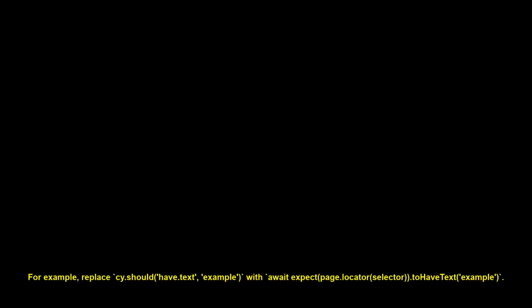Next, update any Cypress commands for element interactions. Replace cy.get(selector) with await page.locator(selector). Use await page.locator(selector).click() for clicking elements. Adjust your assertion methods too. For example, replace cy.should('have.text', 'example') with await expect(page.locator(selector)).toHaveText().